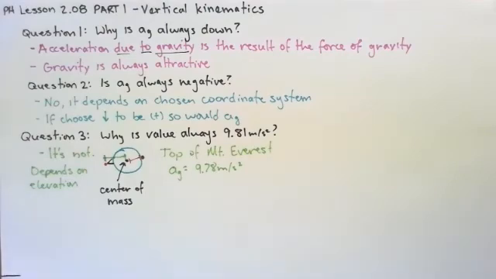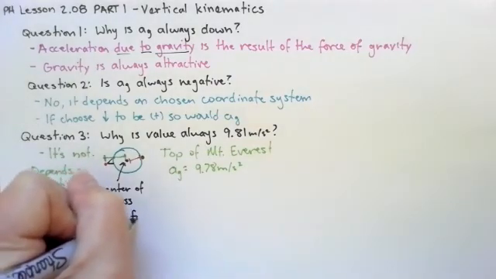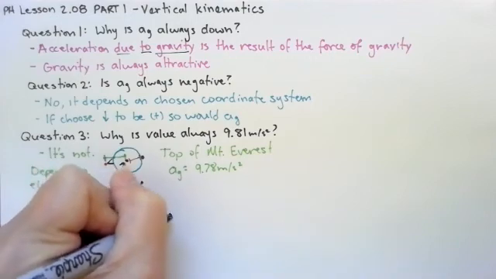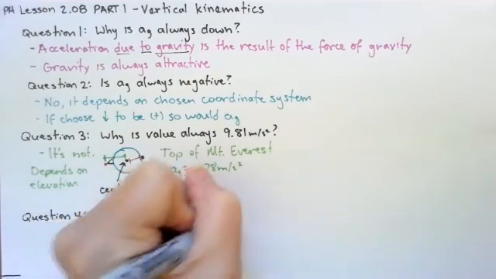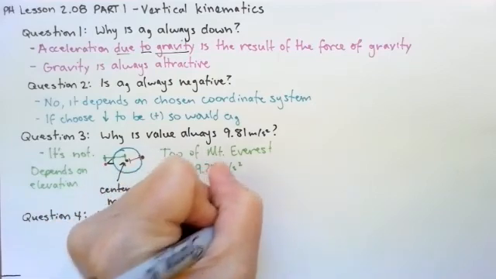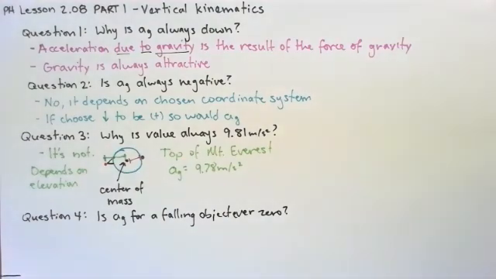All right, finally, question 4. Is acceleration due to gravity for a falling object ever 0? And this one does have a straight up answer, and the answer is no.